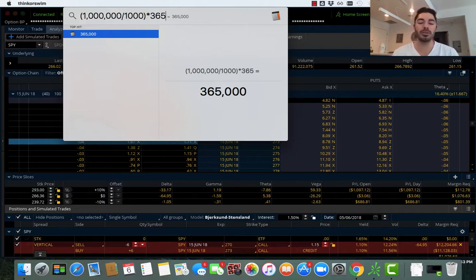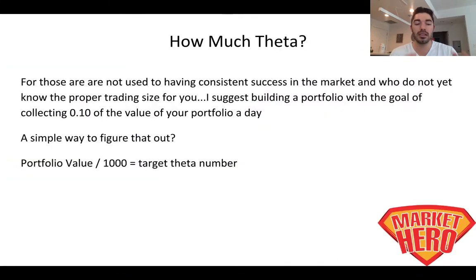So for those people out there who are maybe new to this, aren't really comfortable with selling options, don't really know how to, have small positions, and want to be able to have a lot of really great positions going on, my suggestion for you, again, is to take your account value and divide it by 1,000. And that's your target theta number that you need to have every single day.